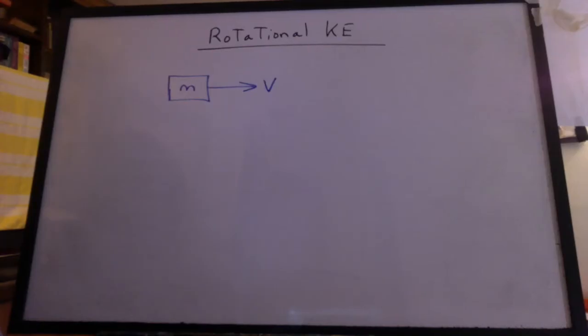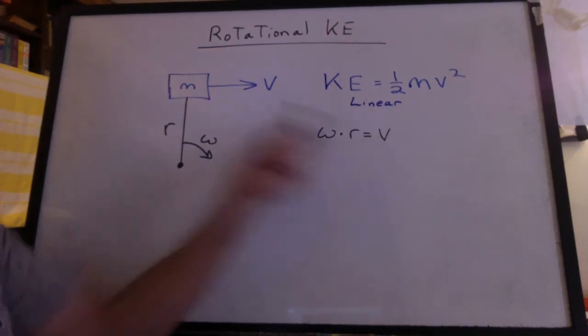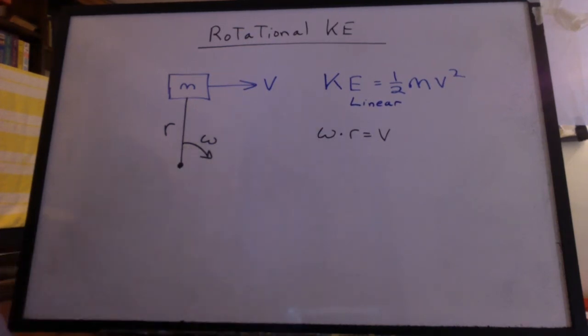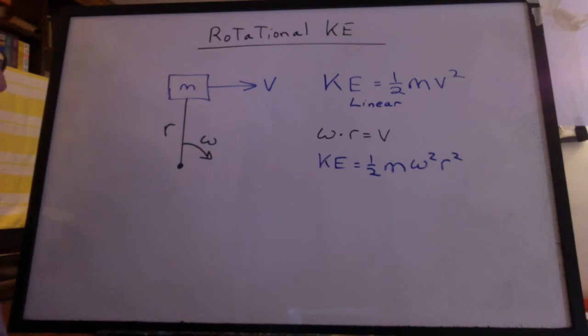If we have a mass moving with a velocity, we say it has a kinetic energy equal to 1/2 mv squared. Well, that's the linear kinetic energy. What if we mounted the mass on a rod of radius r and we had it rotate at omega? Since we know omega times r equals v, we can convert the linear kinetic energy into angular terms. We have 1/2 m omega squared r squared.